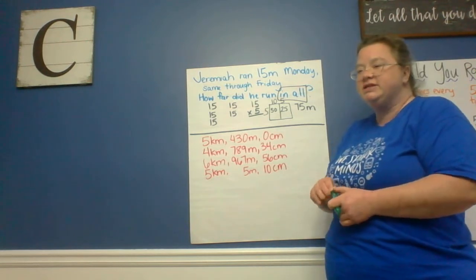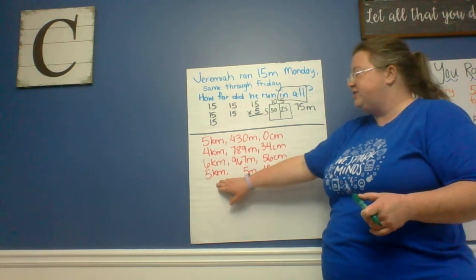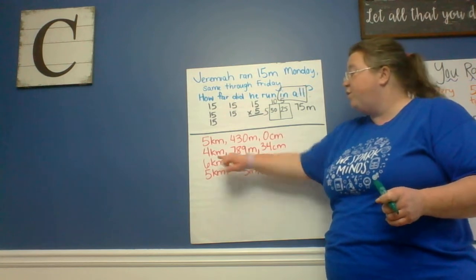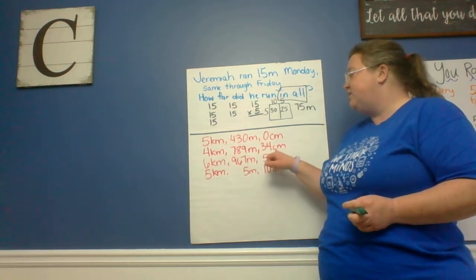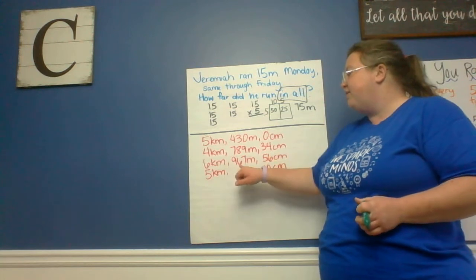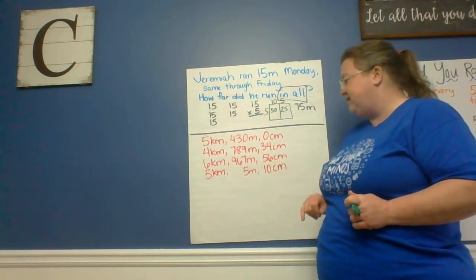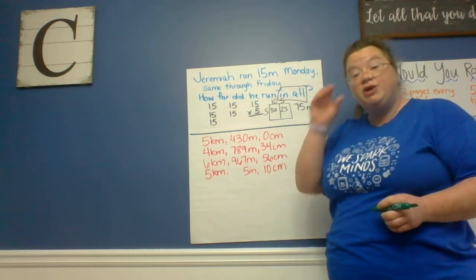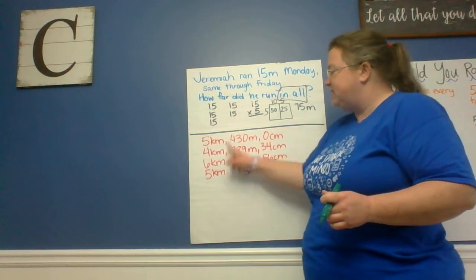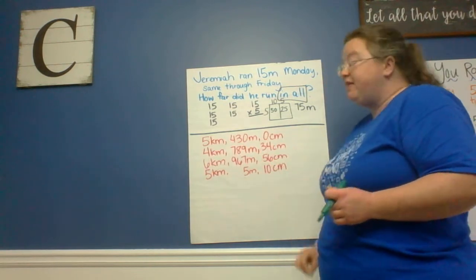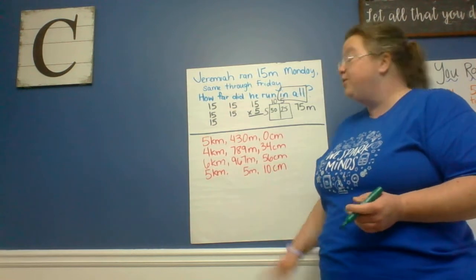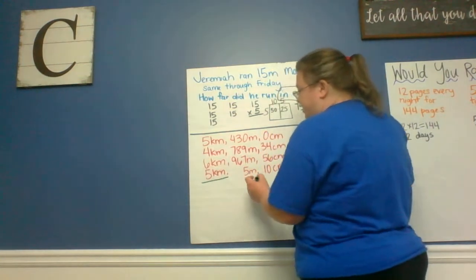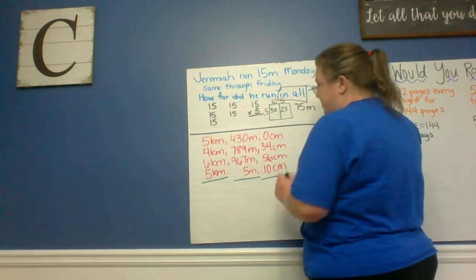So these were her days, Monday, Tuesday, Wednesday, Thursday. So we have 5 kilometers, 430 meters, and 0 centimeters; 4 kilometers, 789 meters, 34 centimeters; 6 kilometers, 967 meters, 56 centimeters; and 5 kilometers, 5 meters and 10 centimeters. What I tried to do was to line these place values up pretty evenly. So I'm just going to add them right like this. You could write this out on a piece of paper and add these up yourself. I'm just going to do my kilometers here, my meters here, and my centimeters here.